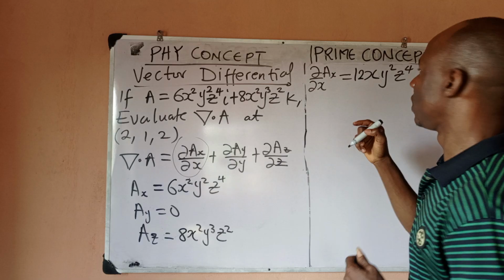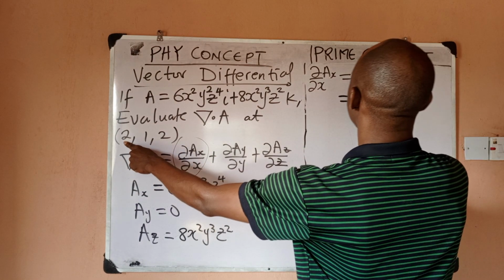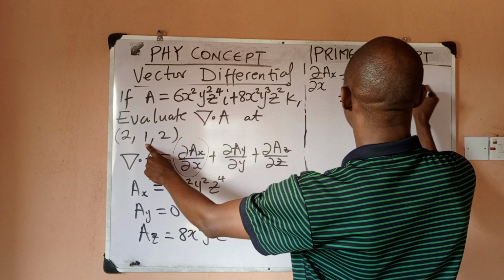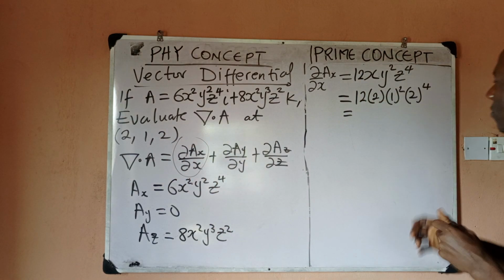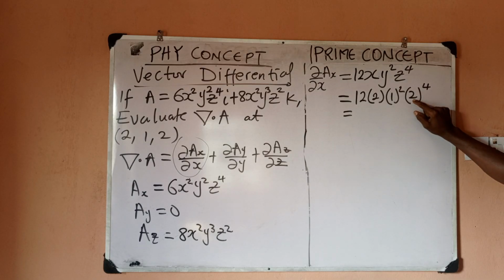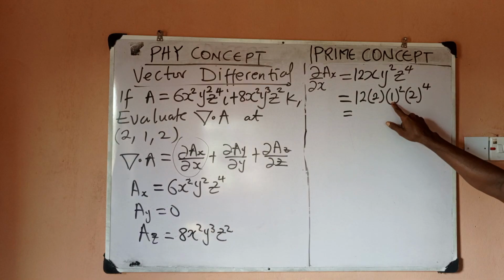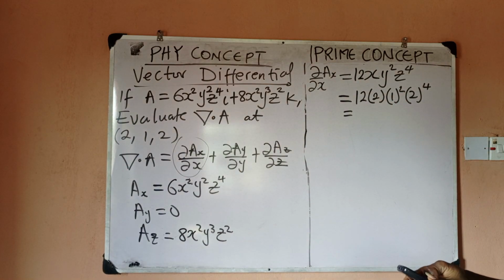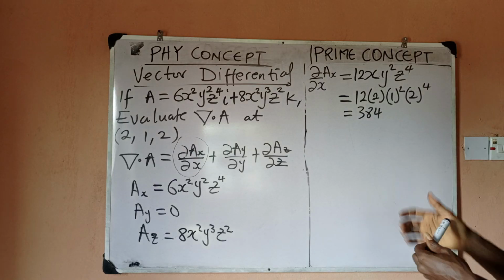Now, I'm done with this. I'm quickly going to substitute for x, y, and z. Remember, x is 2. So I have 12 into 2. Then my y is 1 squared, then my z is 2 to power 4. So if I do this, I would have 2 to power 2 is 4, 3 is 8, 4 is 16. So 16 times 1 is still 16. 16 times 2 is 32. 32 times 12 is now going to give me 384. So this is what I have.